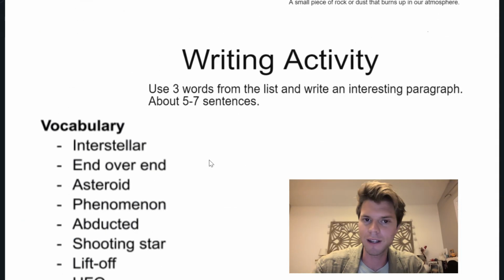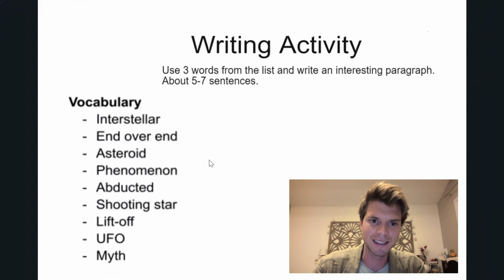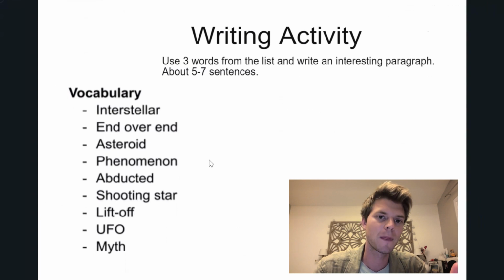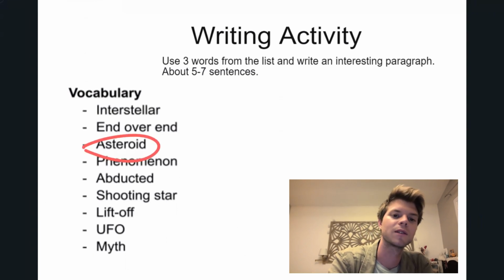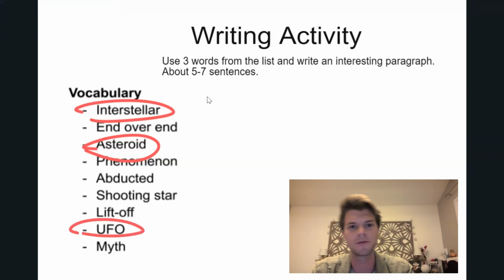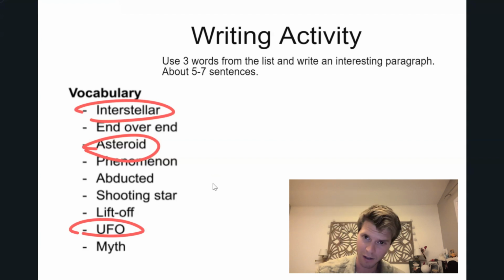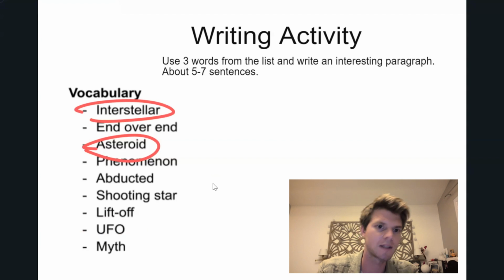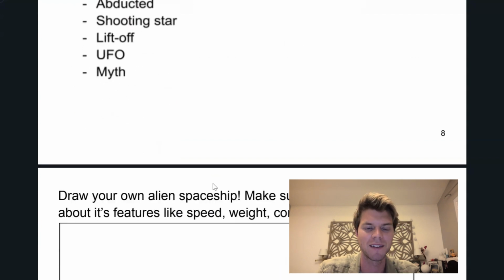Okay, writing activity, very important. Writing is the key to success. Use 3 words from this list and write an interesting paragraph, about 5 to 7 sentences. So you can choose 3 words. Sometimes students choose more. And you must write an interesting paragraph, a story. One thing I do a lot of with students is writing a narrative story. If you know what that is, you can do that.